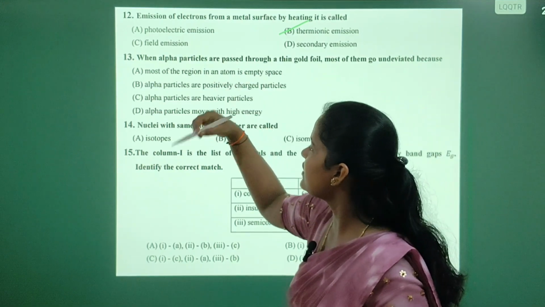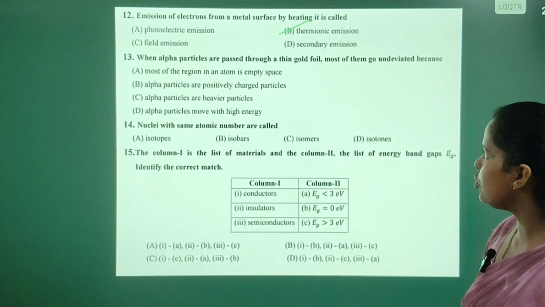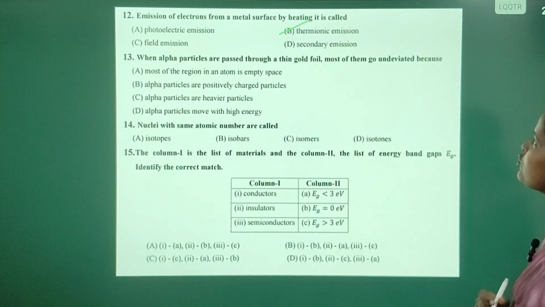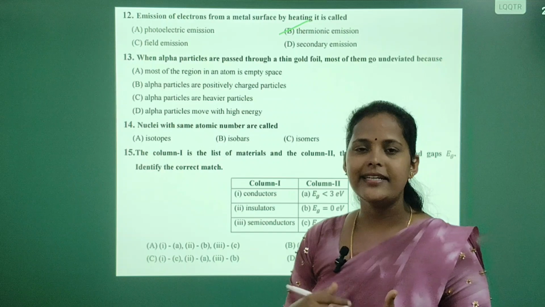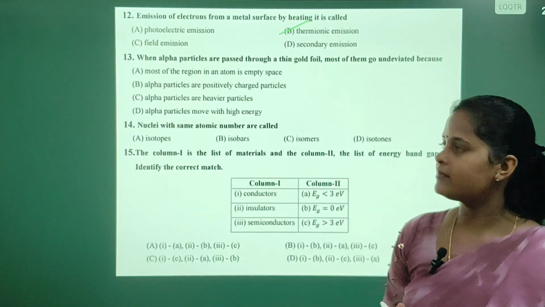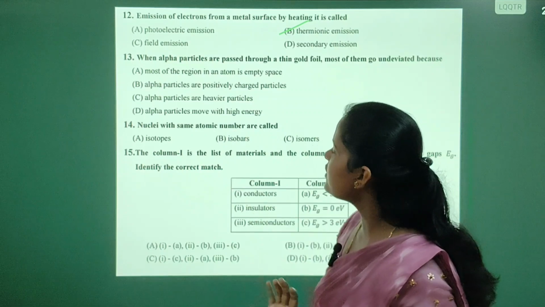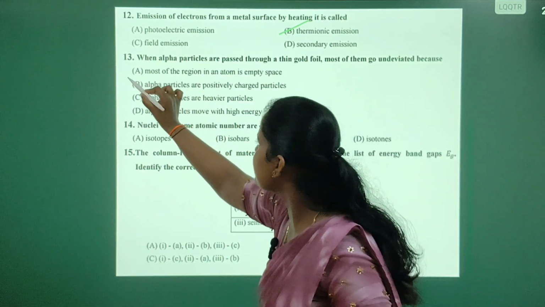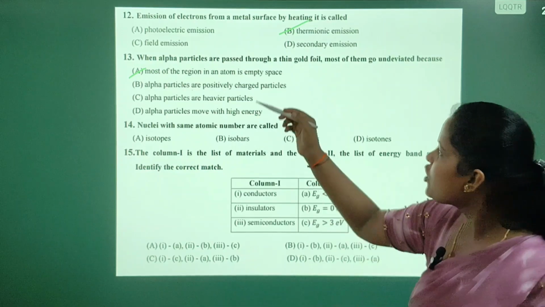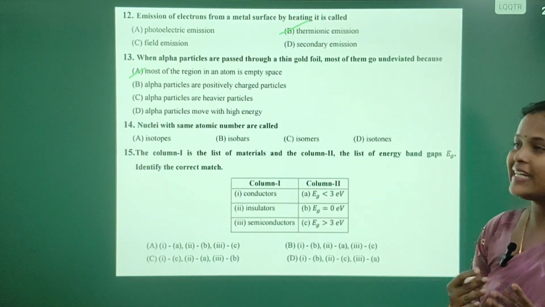Yes, here the next question: when alpha particles are passed through a thin gold foil, most of them go undeviated. Okay, so this is an analytical based question. The option for this question is, most of the region in an atom is empty space. So that's why, when alpha particles are passed through a thin gold foil, they are undeviated.